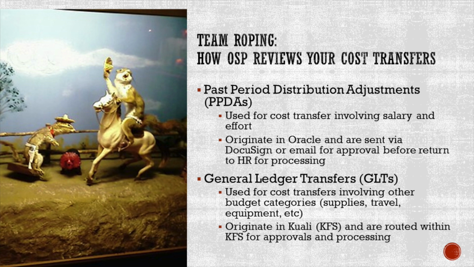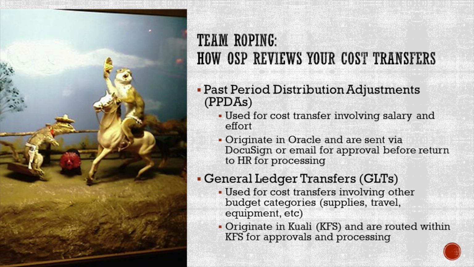First, as you probably already know, there's 2 ways to process a cost transfer here at CSU. We use PPDAs for transfers involving salary and effort, and GLTs, and occasionally a DI here and there for other cost categories. There are materials and guidance on the web with instructions on how to complete the various forms, so I won't get into the details of that here in the interest of time, but I will include links at the end of this presentation in case you want to go take a look.